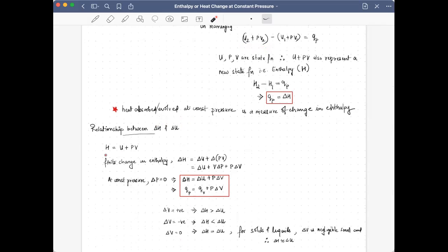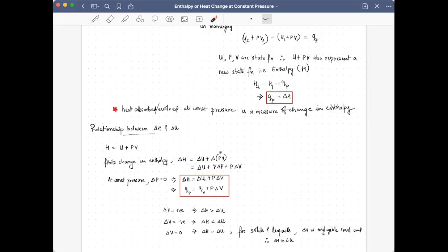So H is nothing but, according to definition, it's equal to U plus PV. Now, when you introduce finite changes in enthalpy, you add a delta symbol here, so you end up with delta H. This represents the finite changes. So delta H is equal to delta U plus delta of the product of pressure and volume, taken as a whole.